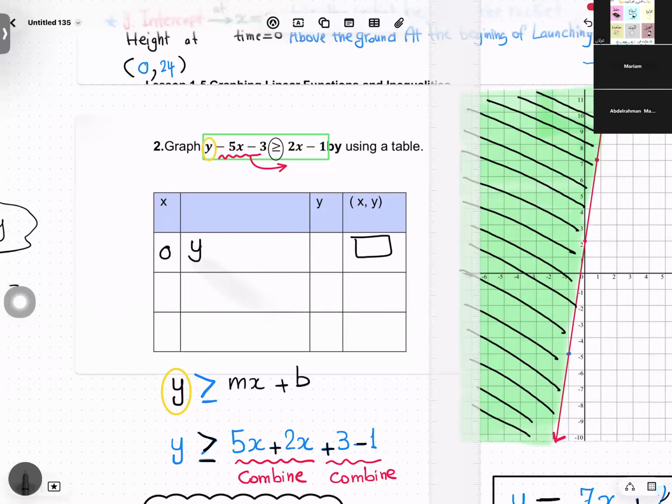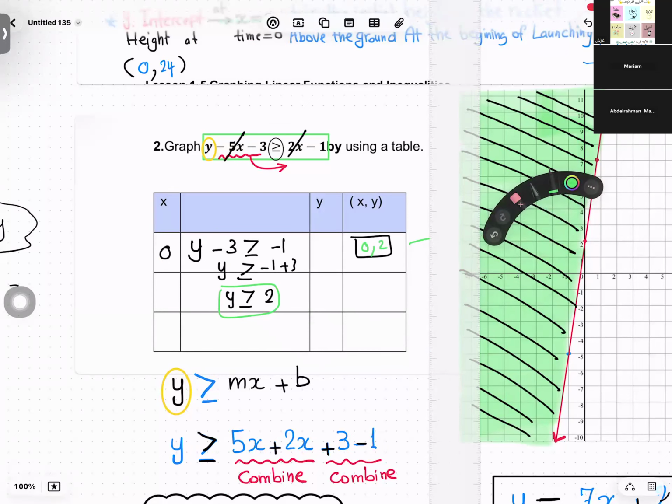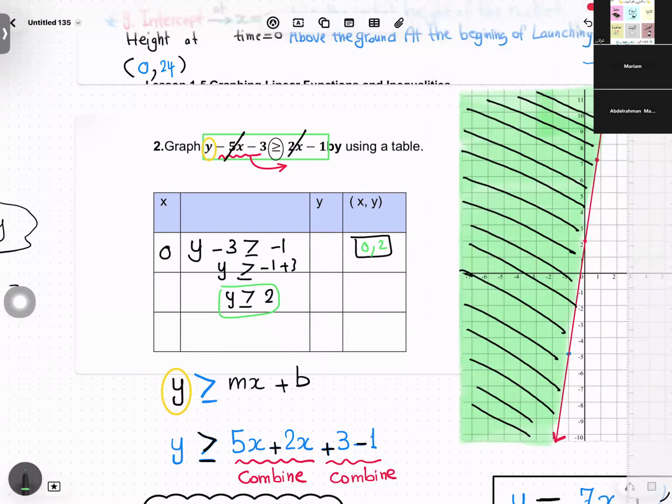So y minus 3 times 0 is greater than or equal to negative 1, meaning y is greater than or equal to negative 2 minus 1 plus 3. So y is greater than or equal to 2. Since it is greater than or equal to, it will be 2. So the point is (0, 2). This is the first point here, and so on.